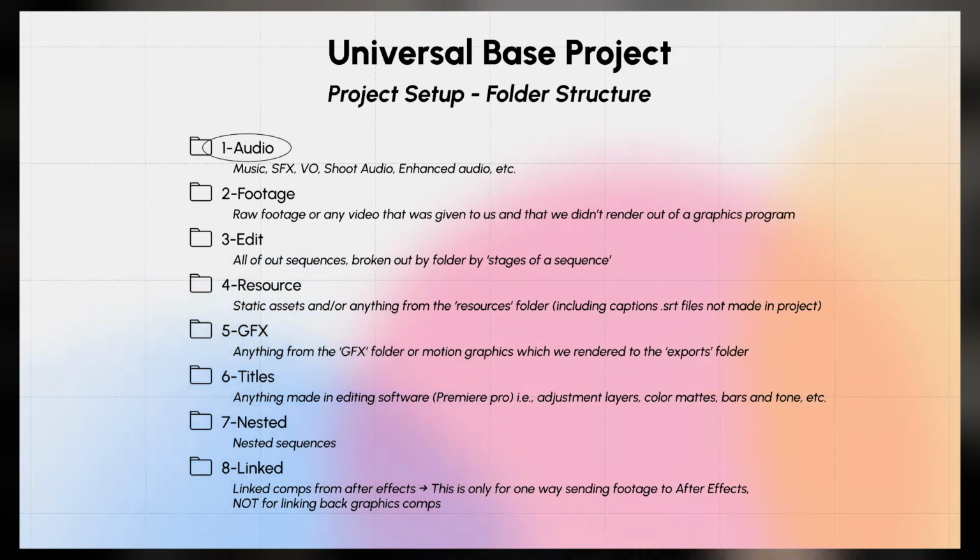1 audio. What goes in here? Music, sound effects, voiceovers, shoot audio, enhanced audio. Think of anything that's an audio file: MP3, AIF, WAV file, any audio format. 2 footage. This is for moving footage. Think of this as anything that was filmed on any camera or exported out of any video editing software that was given to us. I should also note we have a separate folder for things that are rendered out as graphics. So it wouldn't go into the footage folder. It would go into the GFX folder.